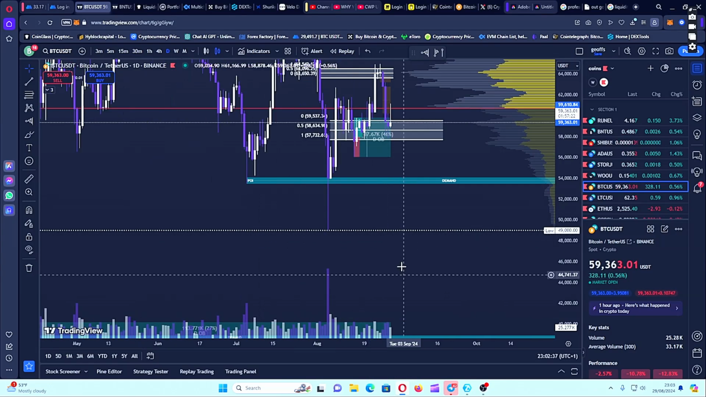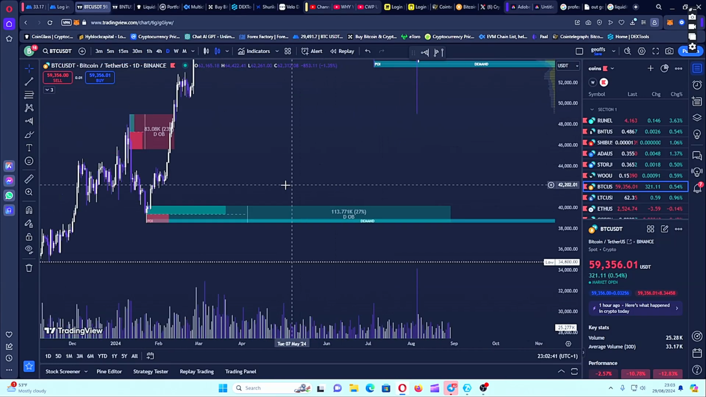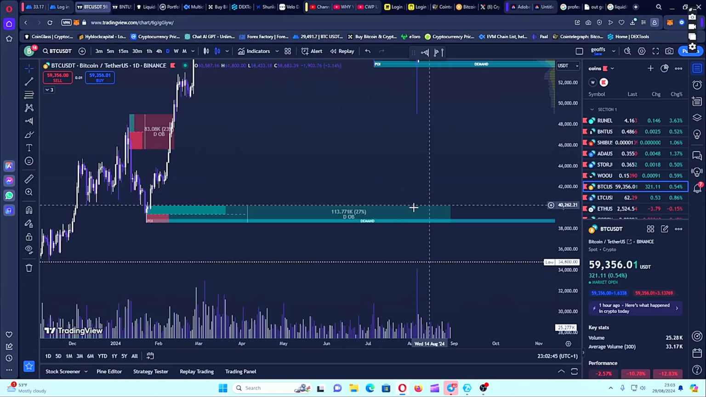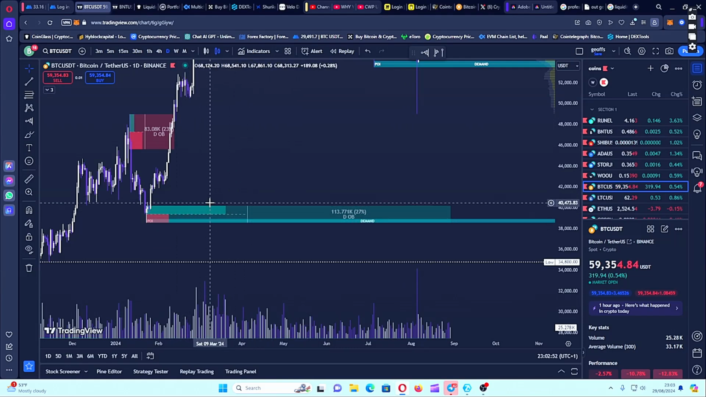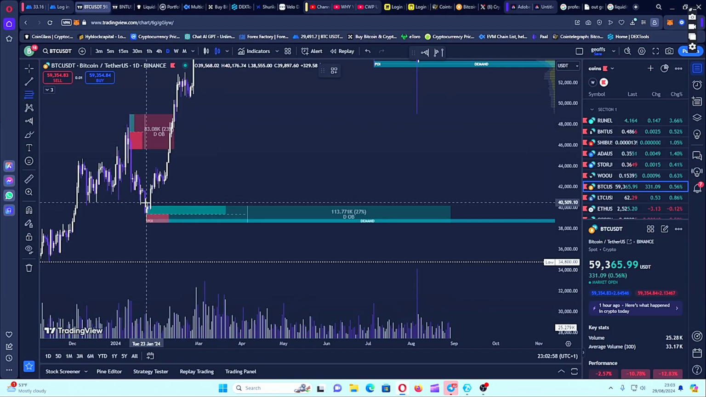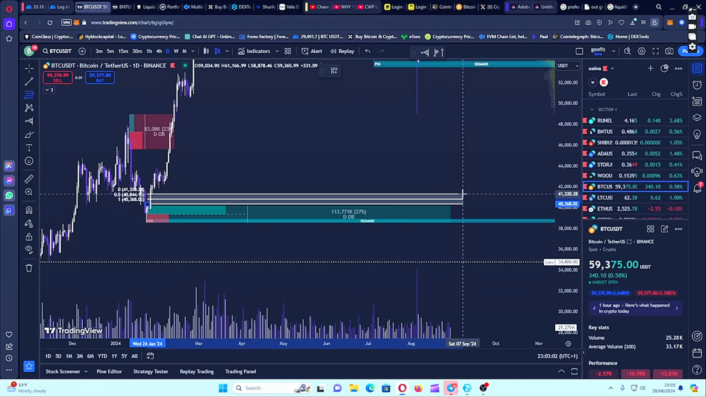You know, the other area is what I'm looking at. I've said previously, round this area. And if you actually have a look around this area, which is around 40k, we have got a lot of orders sat in here, and we have not tested this area yet. This is on the daily. We've also got a bullish fair value gap that has not been tapped into yet.